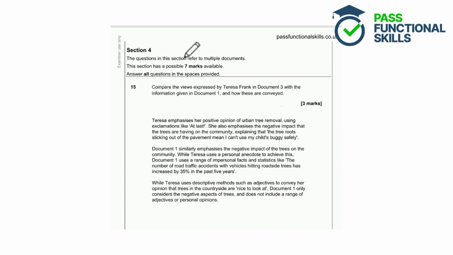Okay, so section 4 is your comparison section. So the questions in the section refer to multiple documents. So Question 15, compare the views expressed by Teresa Frank in document 3 with the information given in document 1 and how these views are conveyed. So we need to compare the views expressed by Teresa Frank in document 3 with the information given in document 1, as well as how the information and views are conveyed.